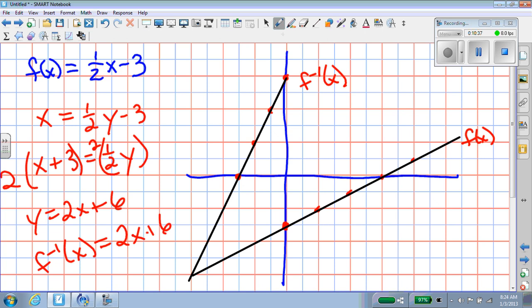And again, if I put in my y equals x line, I can see that there's a reflection, right, across y equals x. So those are all the pieces put together for inverse function.